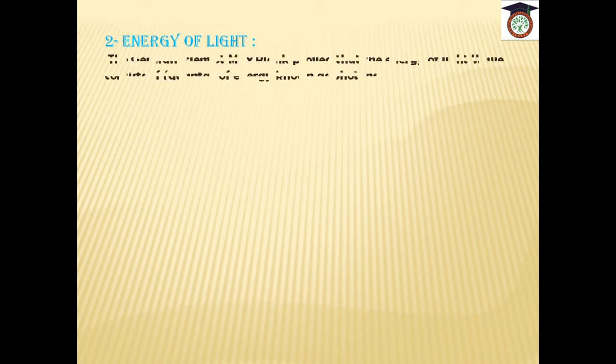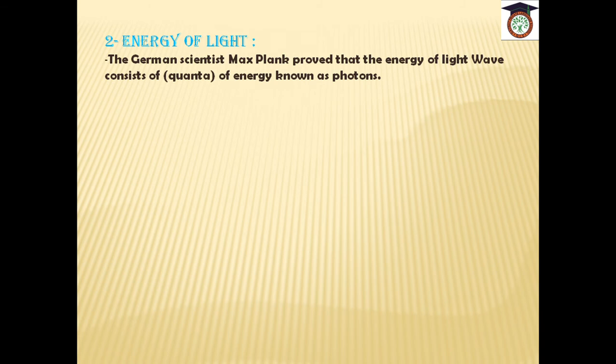Now, number two, energy of light. There is a scientist called Max Planck. Max Planck found that each part of the light, each color, has its own energy. This energy he called quanta, or quanta of energy, which are known as photons.